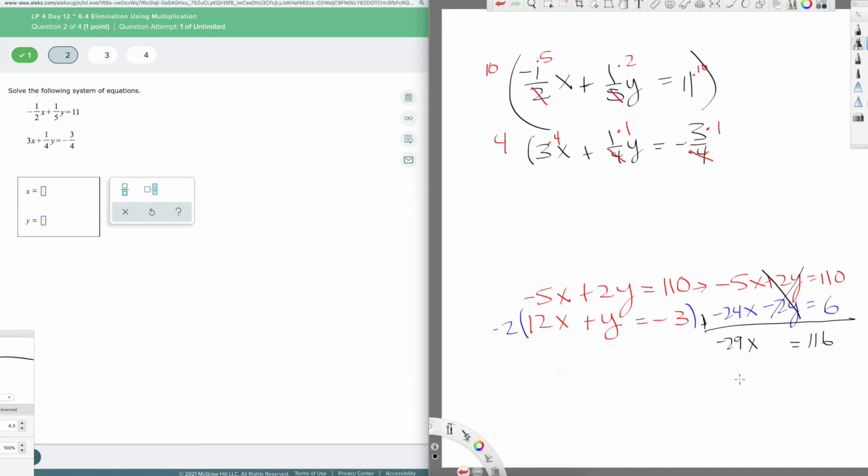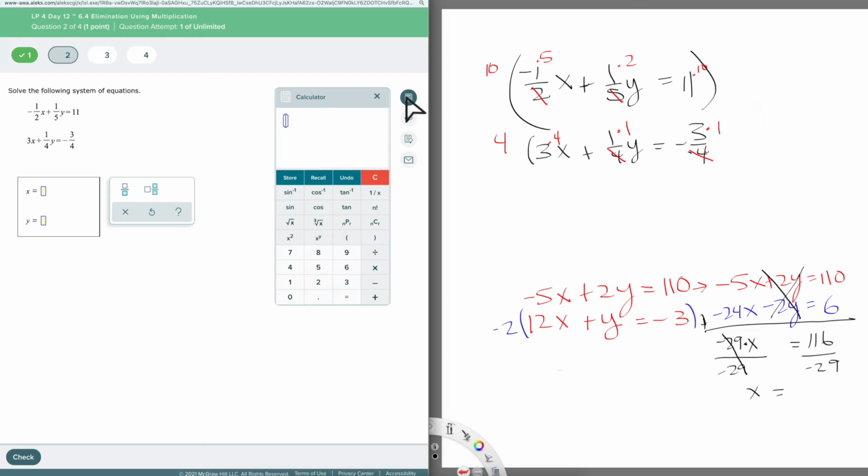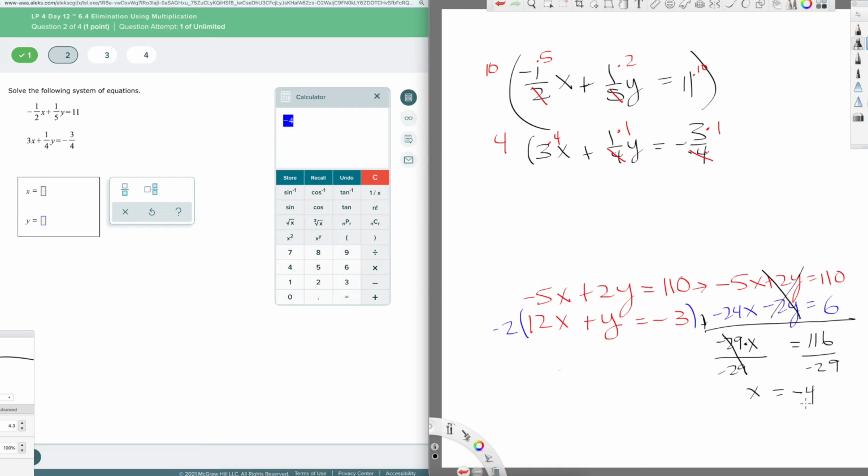So now I can divide, because this is being multiplied. That's my last step here, just divide real quick. Negative 29 divided by negative 29 is just 1. And then I can go over here and go 116, not times, sorry, divided by negative 29. Negative 4. So that did go in evenly. So you get negative 4.